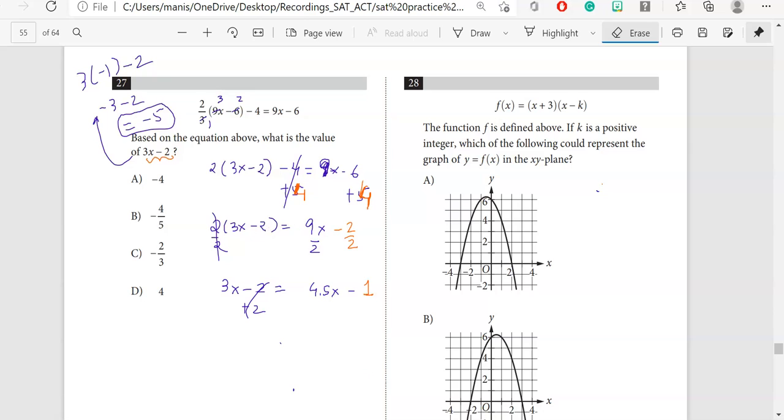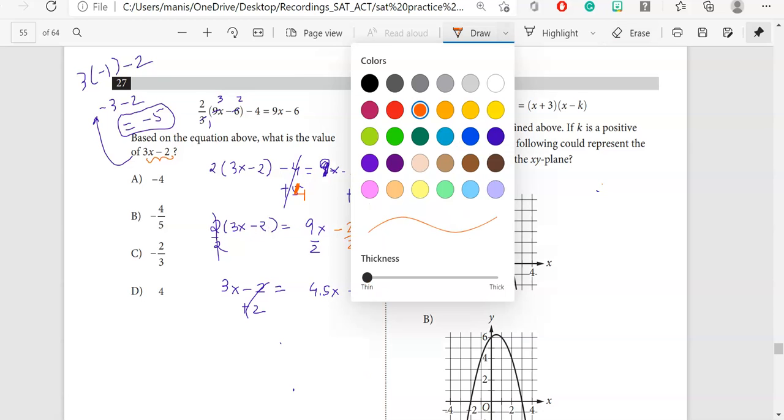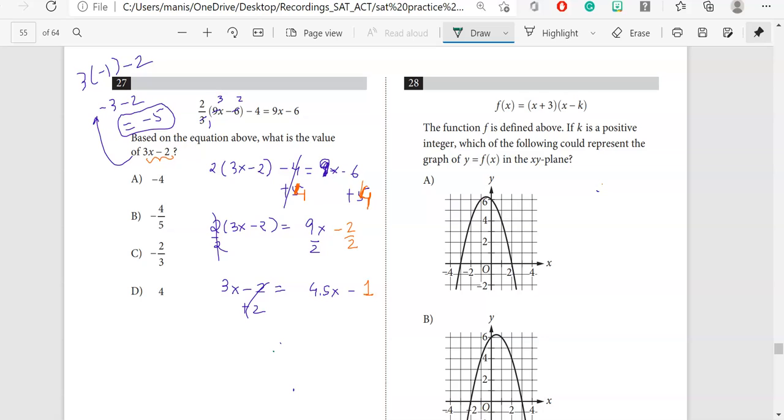Rest everything looks good to me. Okay, so let's change the color over here. I have added 2, so I will add 2 over here. So this is my 3x is equal to 4.5x plus 1. Okay, so what I can do over here is I can subtract 4.5x from both the sides. Hopefully I will be able to find the correct answer this time. Okay, so this gives me what? This gives me negative 1.5x is equal to 1.